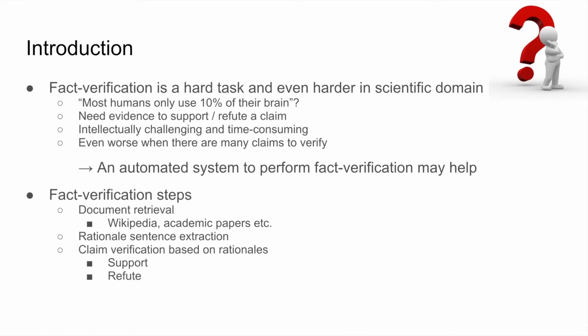Here, an automated system to perform fact verification may help. Generally, fact verification consists of 3 steps. The first step is document retrieval from Wikipedia or academic papers. The next step is to extract the rationale sentences, and the last step is to either support or refute the claim based on the rationales.